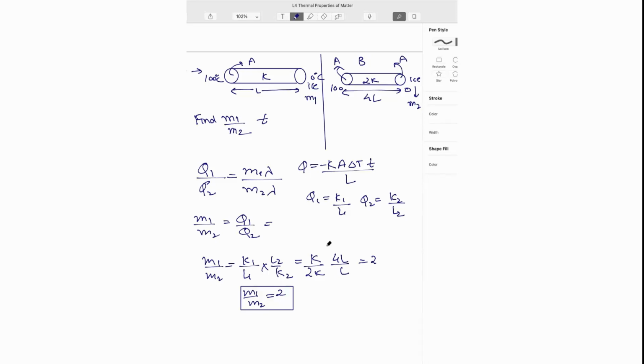We'll move along and we'll see the different combinations of the conductors, and then we'll look at the radiation in the next class. Okay, thank you.